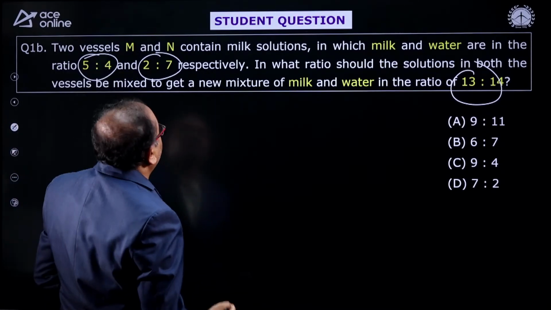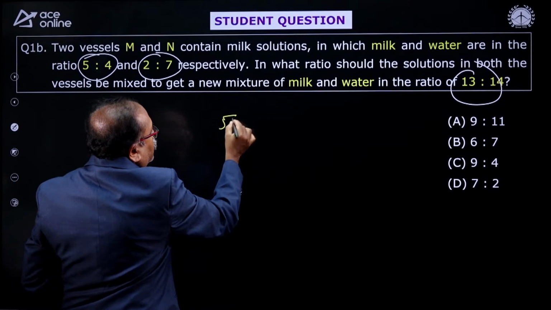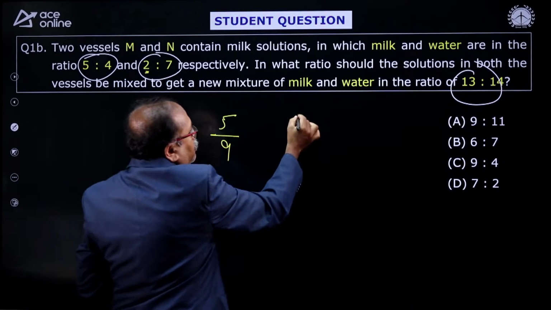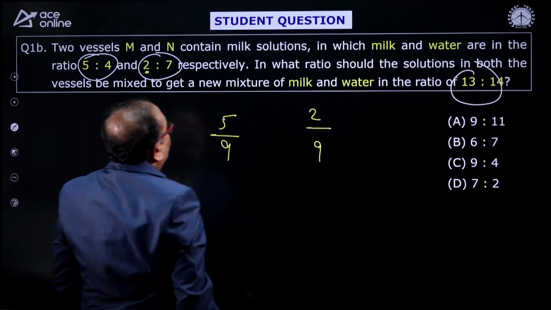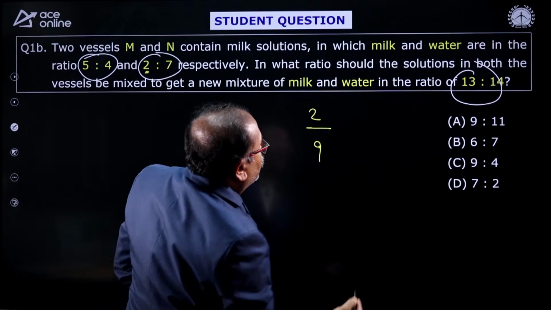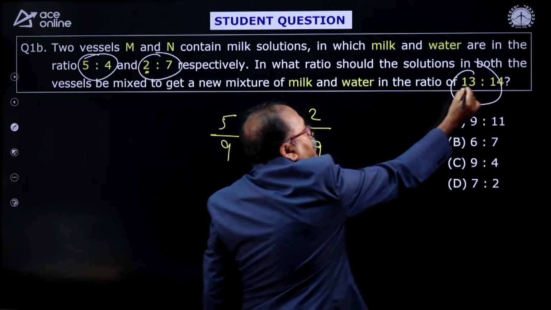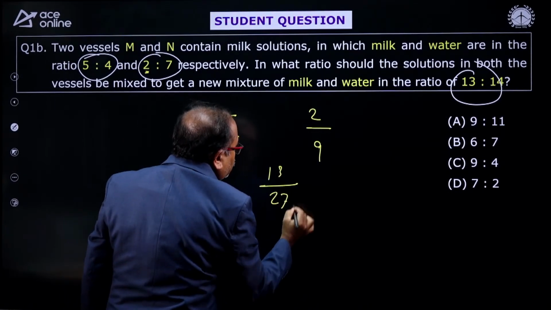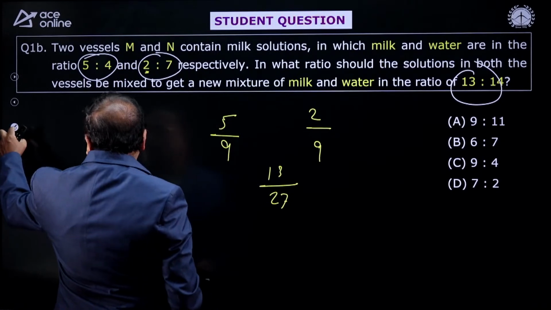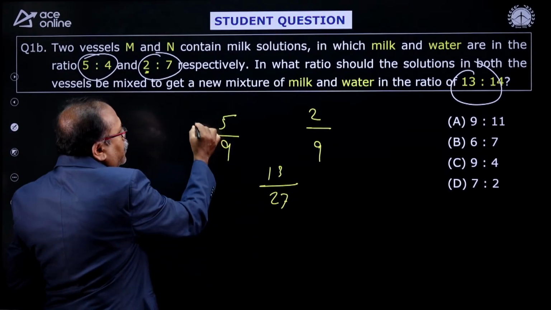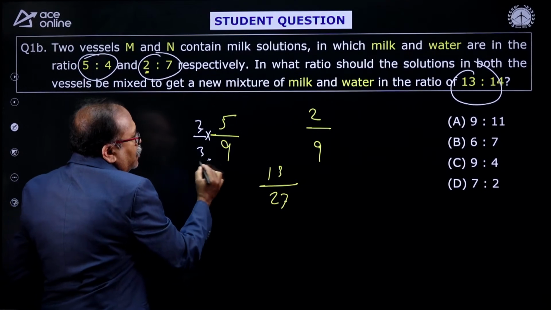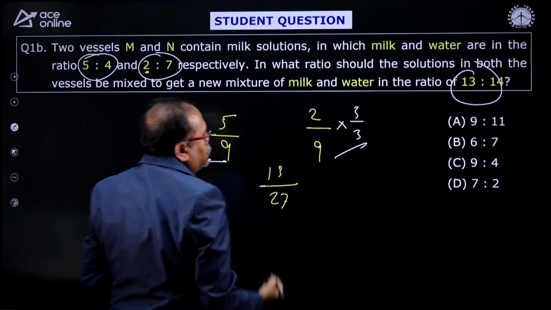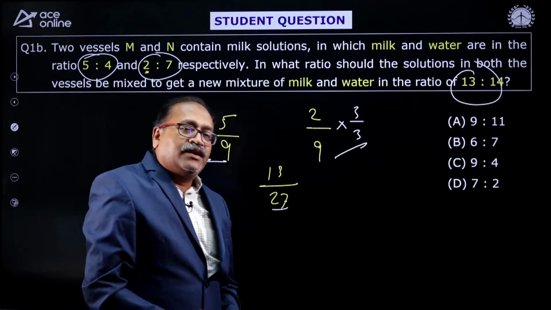Now I'll answer this question. So this is 5 parts out of 5 plus 4, 9 parts. And here this is 2 parts out of 9 parts, that's 2/9. And then for the overall I need 13 parts out of 13 plus 14, that is 27, so this is 13/27. There are multiple ways you can do it. If I multiply these two by 3/3, then in the denominator you get 27. If you multiply this by 3/3, in the denominator you get 27. Here also 27, so you can eliminate the denominator.